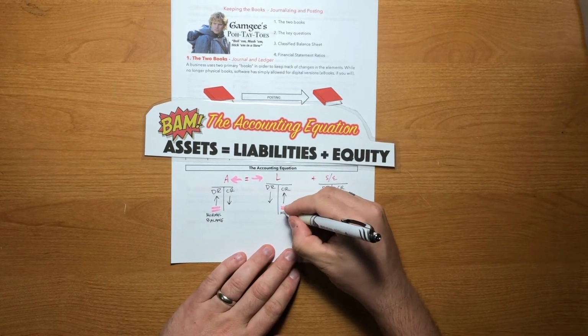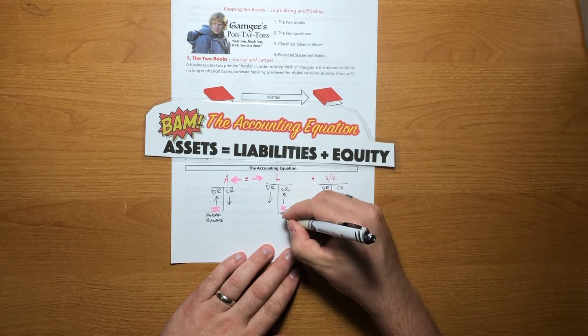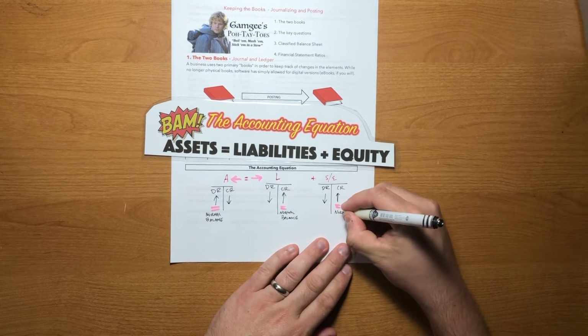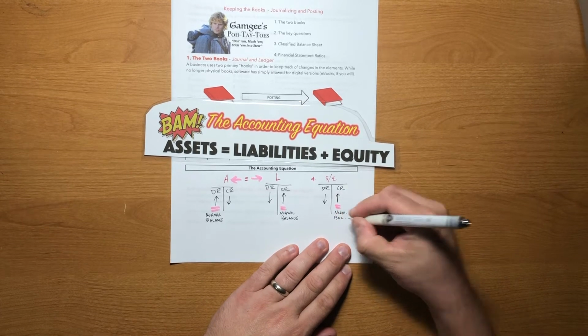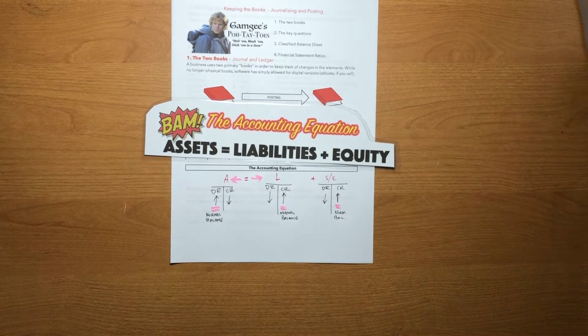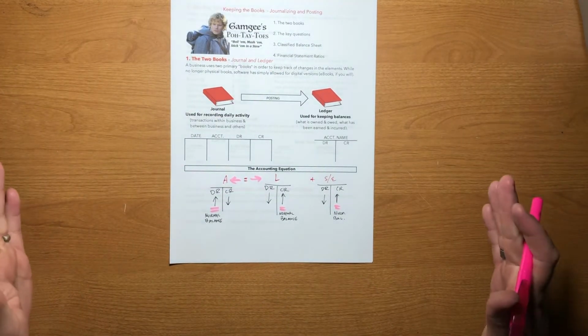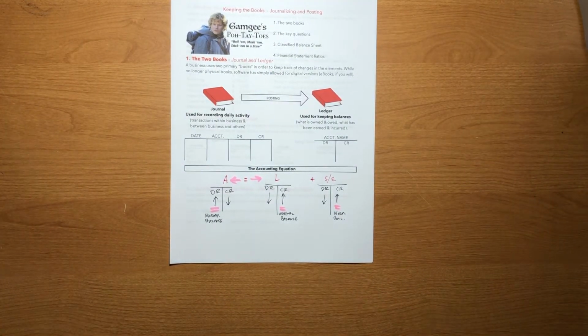So the normal balance for each of these accounts is on the side where we would put increases. So the key to this is making sure we understand when something happens, what do we do?